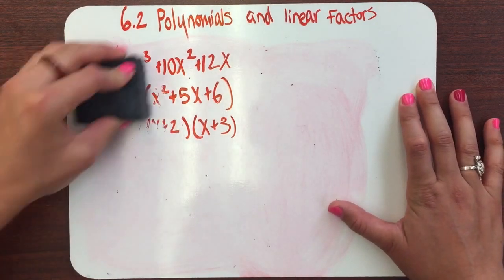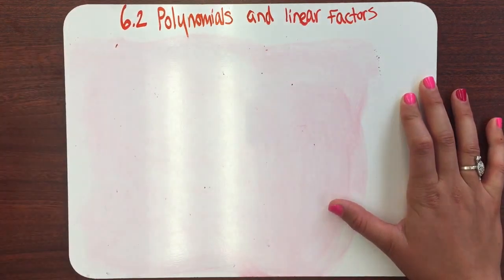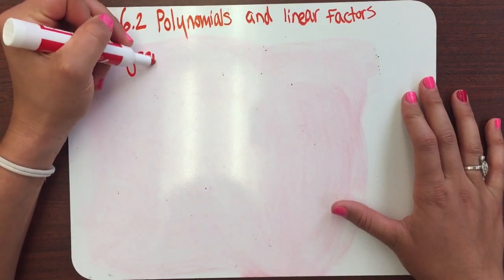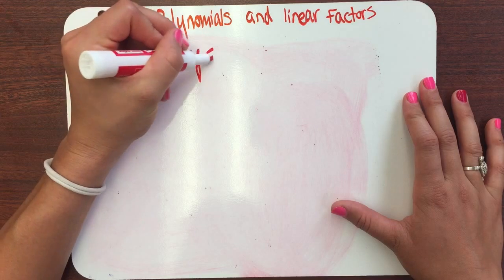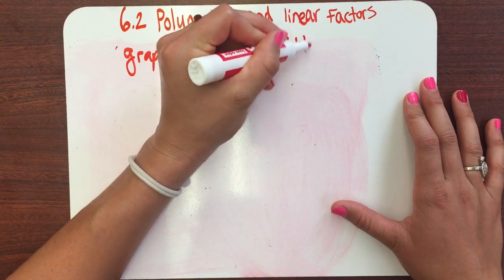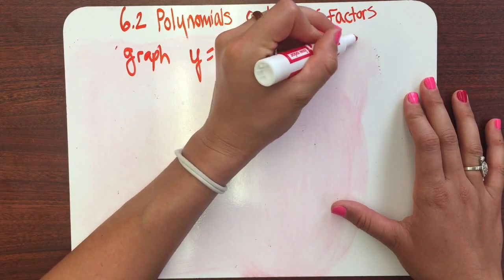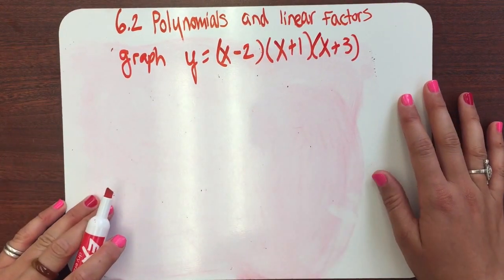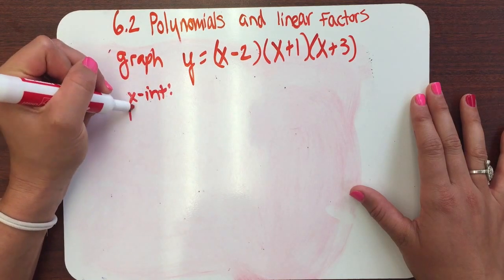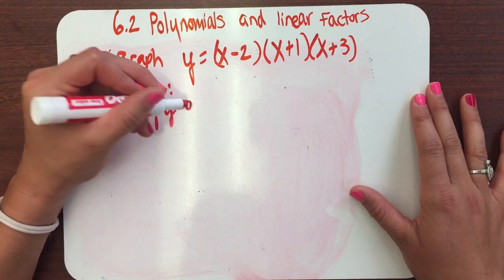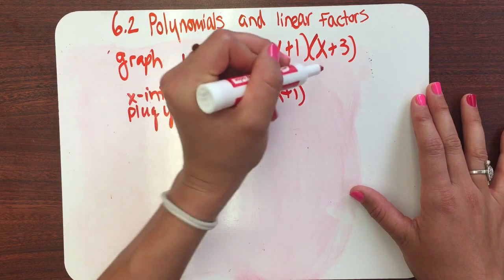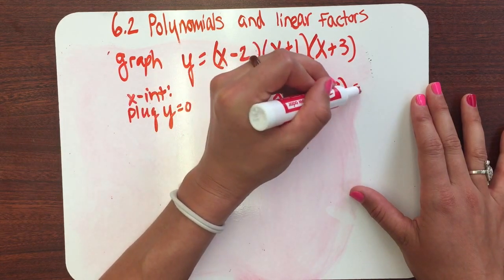Okay, the next thing we're going to go over is actually graphing it. So let's say we want to graph y is equal to x minus 2, x plus 1, x plus 3. The first thing that we can do is find the x-intercepts. To find the x-intercepts, we plug y equals 0 in. So we're going to take this whole thing and set it equal to 0, and solve for all of our x values.